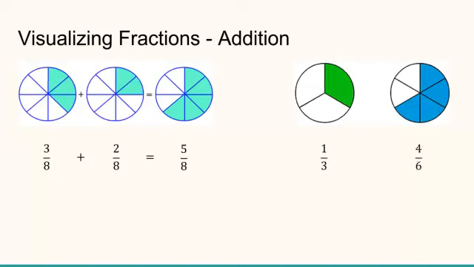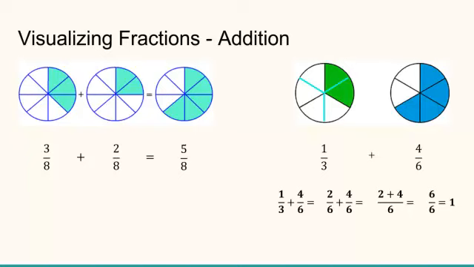I have 1/3, and then I have 4/6. Well, I can't really say how many pieces I have because they're not cut in the same size slices. So if I were to try to add these, what I would need to do is cut up that pie. If I cut it up so that it's in equal parts, and now it's in 6, I can say that I have 1/3 plus 4/6.